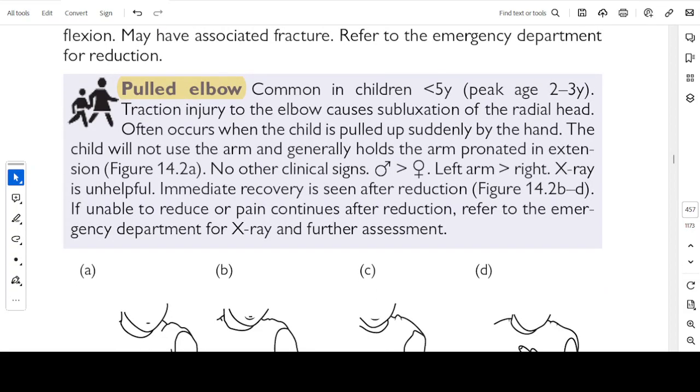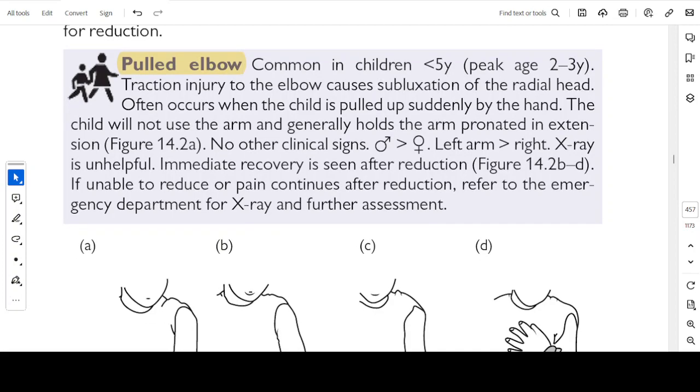X-ray is unhelpful. Immediate recovery is seen after reduction. If unable to reduce or pain continues after reduction, refer to the emergency department for X-ray and further assessment.